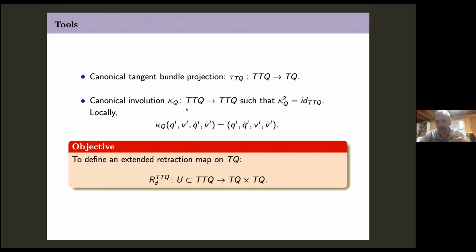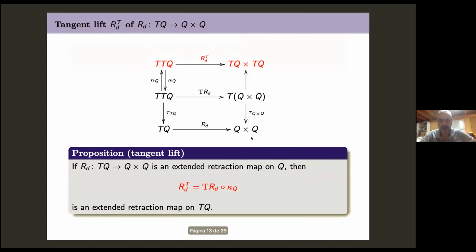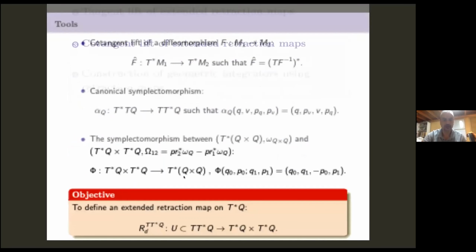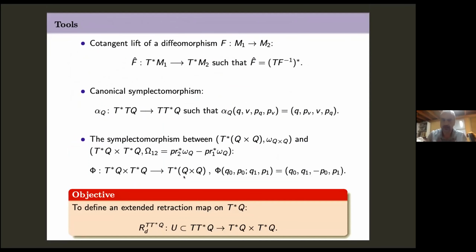the double vector bundle structure of TTQ, the tangent of the tangent bundle. We have this canonical involution, and the construction of the lift of the retraction is quite simple. We take the retraction here, and then we take the tangent map of this retraction, but we also use this canonical involution. This map is an extended retraction, a retraction also on the tangent bundle. And this is also used to construct many numerical methods for this kind of system. But I don't have time to work there on second order differential equations.